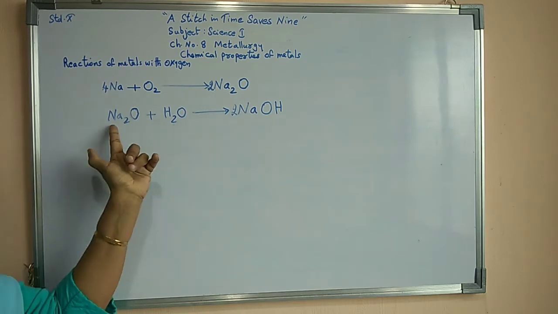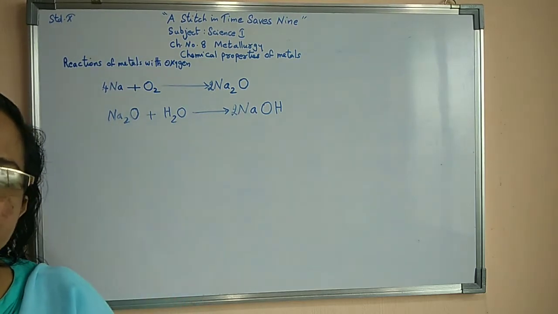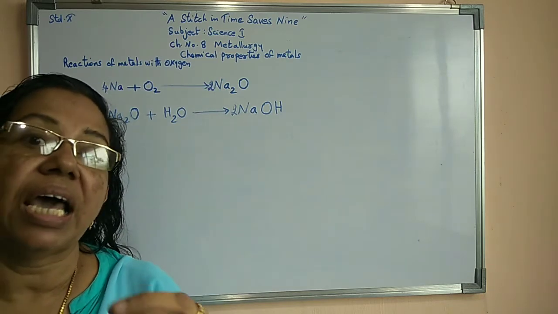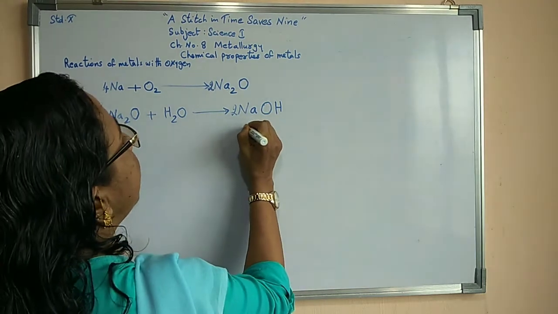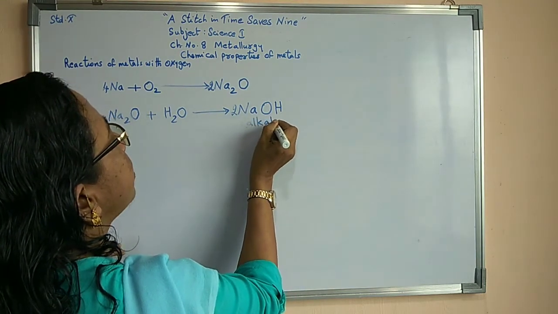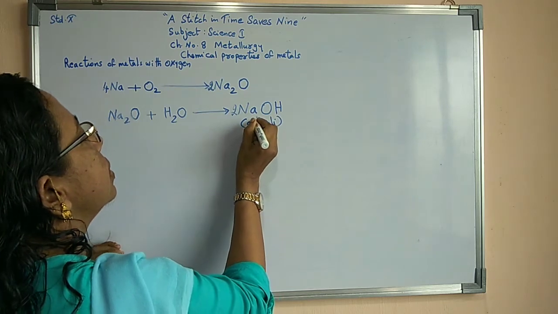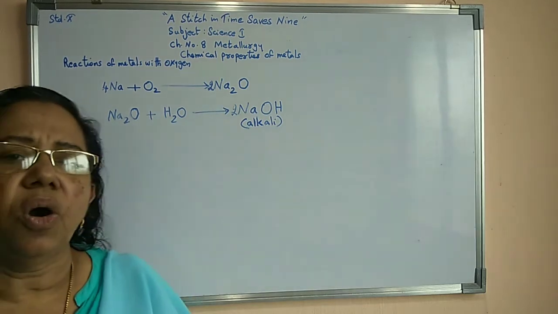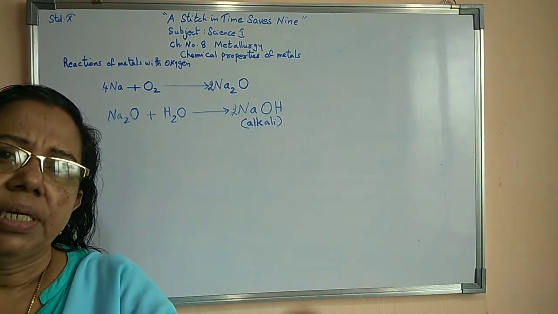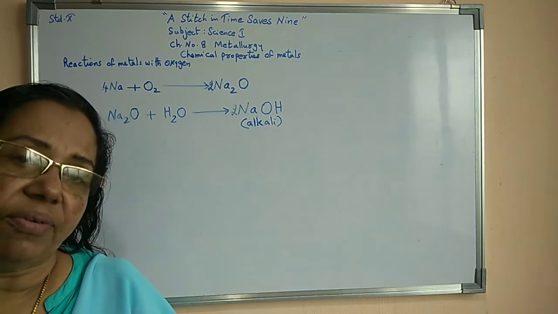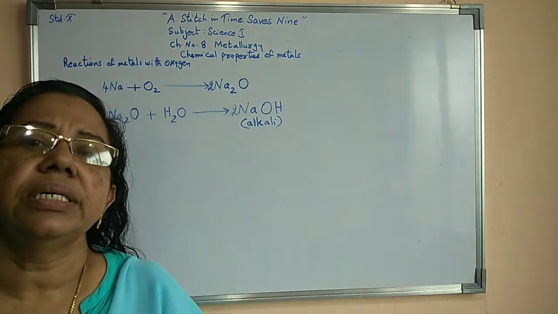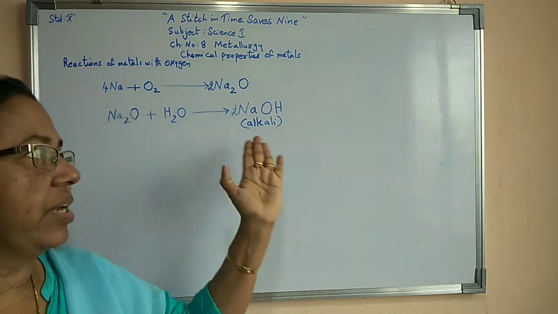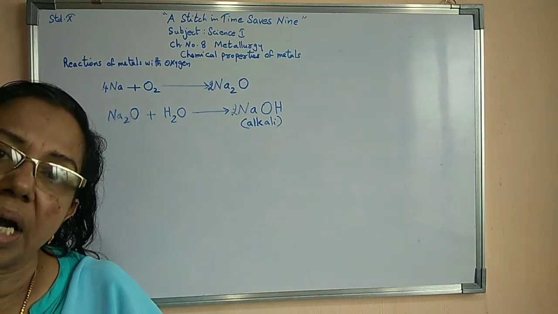So here we can say that if the oxide of a metal dissolves in the water, there will be the formation of alkali. So here we can say sodium hydroxide is an example of alkali. Why is it an alkali? Because the oxide of sodium can dissolve in the water. As a result of it, it reacts with the water. Then it forms sodium hydroxide. Now we can say sodium hydroxide is an example of alkali.